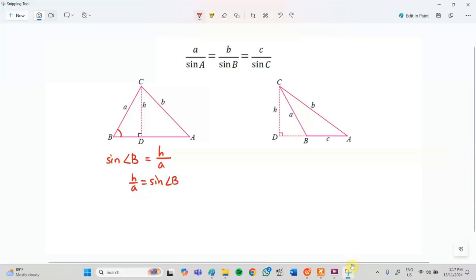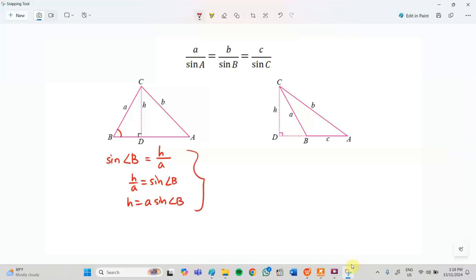Remove the A here, you get h equals to a sine angle B. Notice that this is the same for the triangle at the right, because the sine of angle B here is equal to the sine of this angle, which we'll learn in trigo, where the sine of the angle here is equal to the sine of its reference angle. Okay, so sine theta is equal to sine alpha.